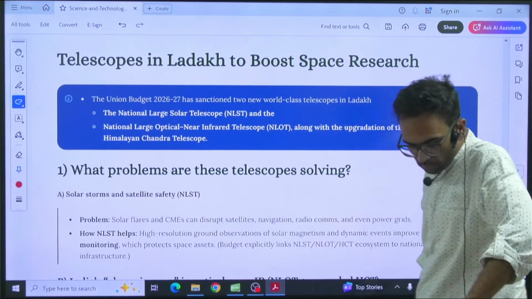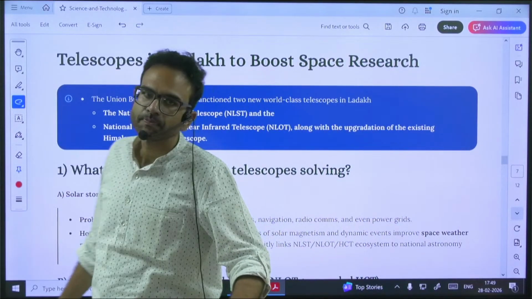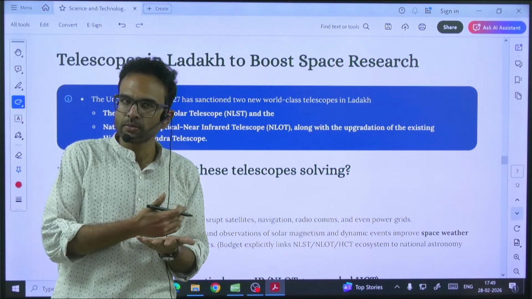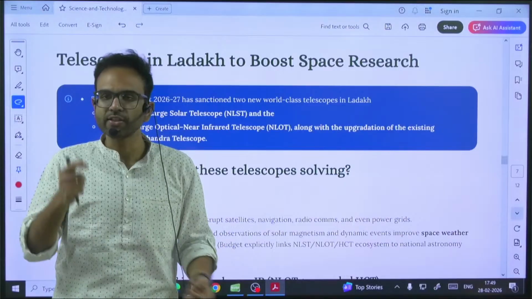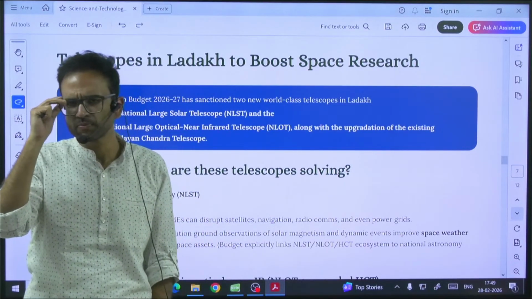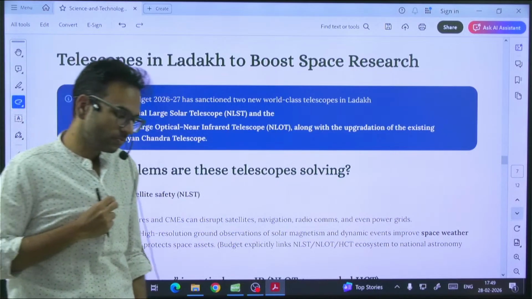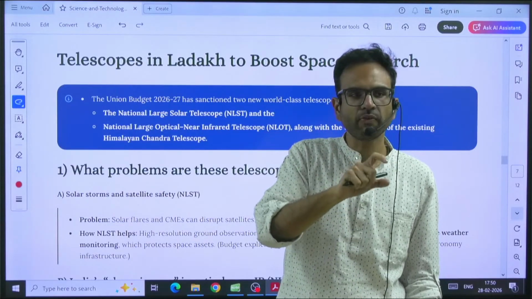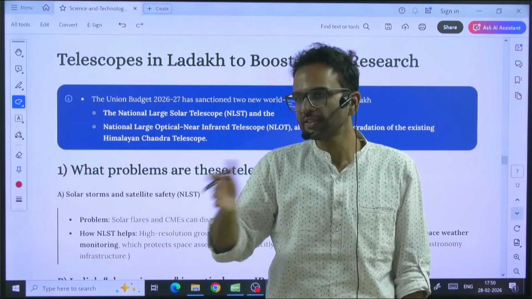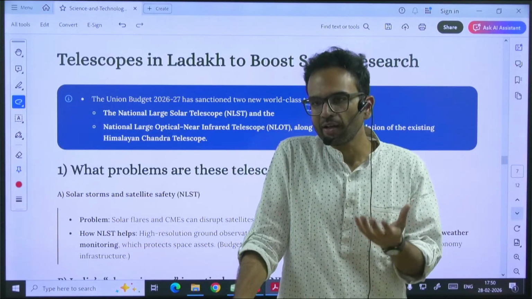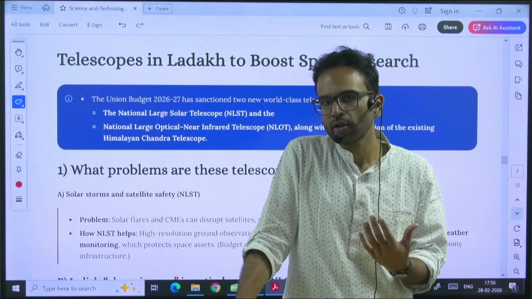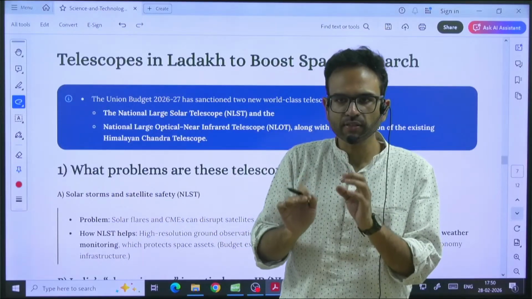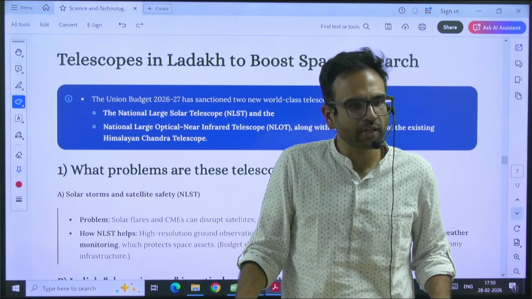Next up, telescopes in Ladakh. Again, the budget recently announced the extension of funds for new telescopes. What is the purpose of a telescope? It's like an object that will move you from 720p to 4K resolution. If you have a YouTube video that you are looking at in 720p and then 4K resolution, you will instantly notice the nitty-gritties and nuances of that video, right?